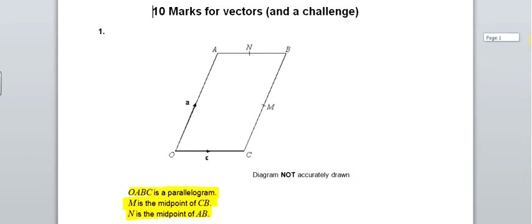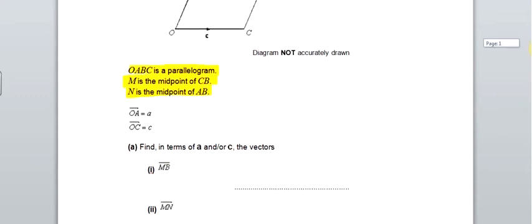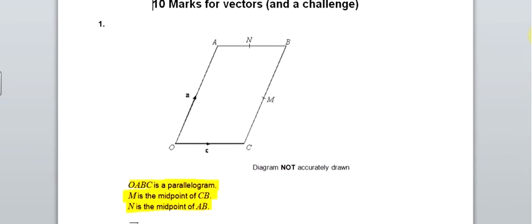Now, the first part of the question, it says find in terms of A and or C the vectors MB and MN. So I'm going to do it up here so you can see on the diagram. MB and MN. So how are we going to do that? Well, let's start with MB first of all.